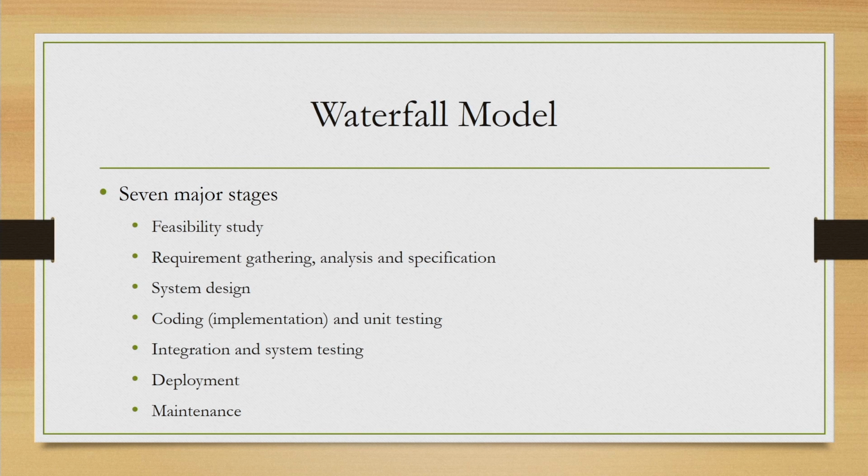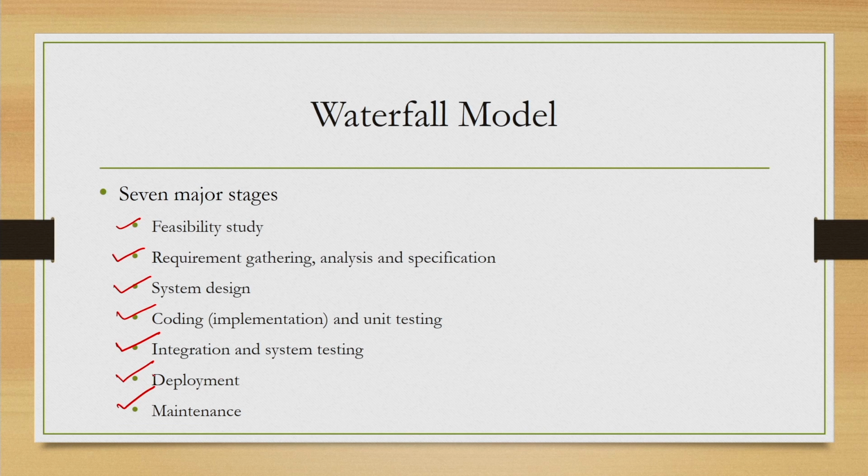In this model, software development is viewed as a combination of 7 stages. These 7 major stages are: first stage feasibility study, then we have requirement gathering, analysis and specification, then we have design of the system, then we have coding or implementation and unit testing, then comes integration and system testing, finally deployment, and the last stage is maintenance.